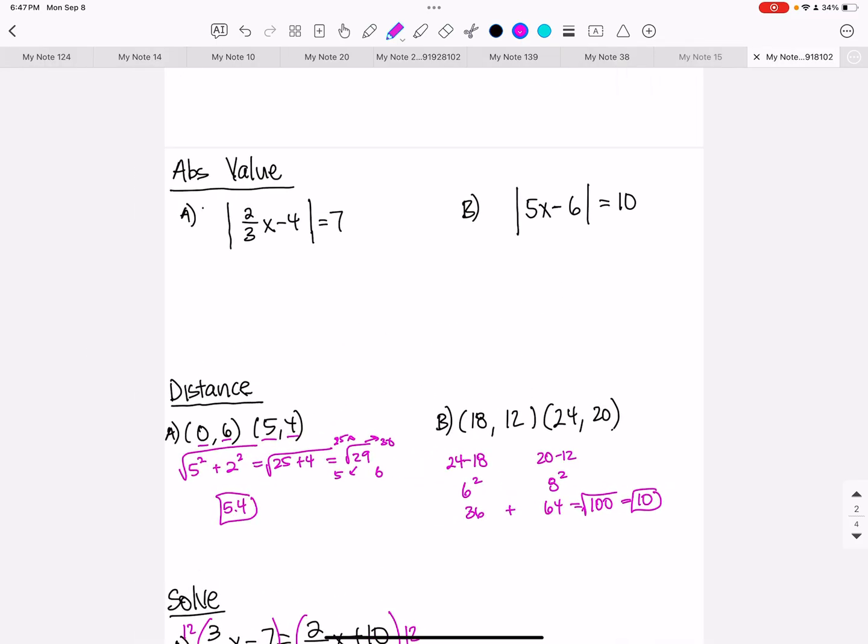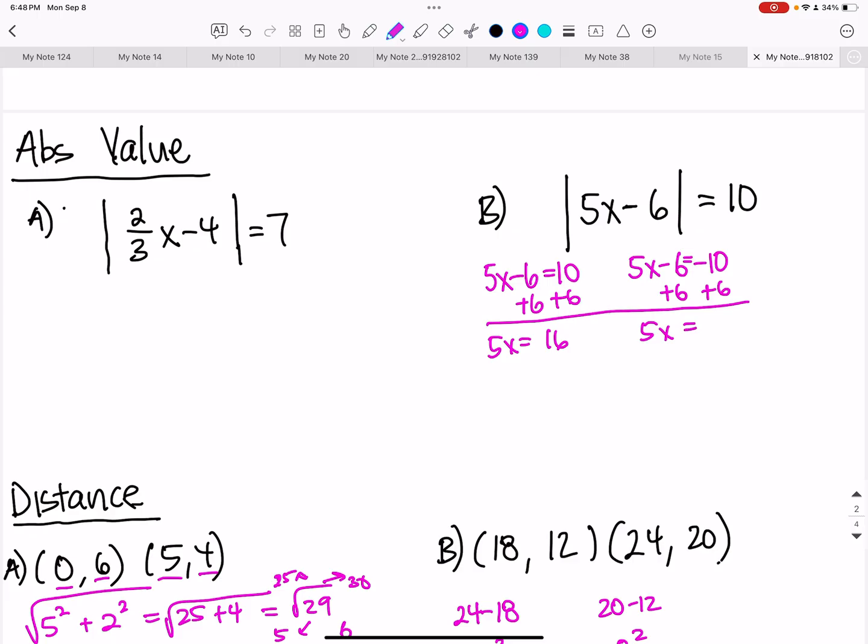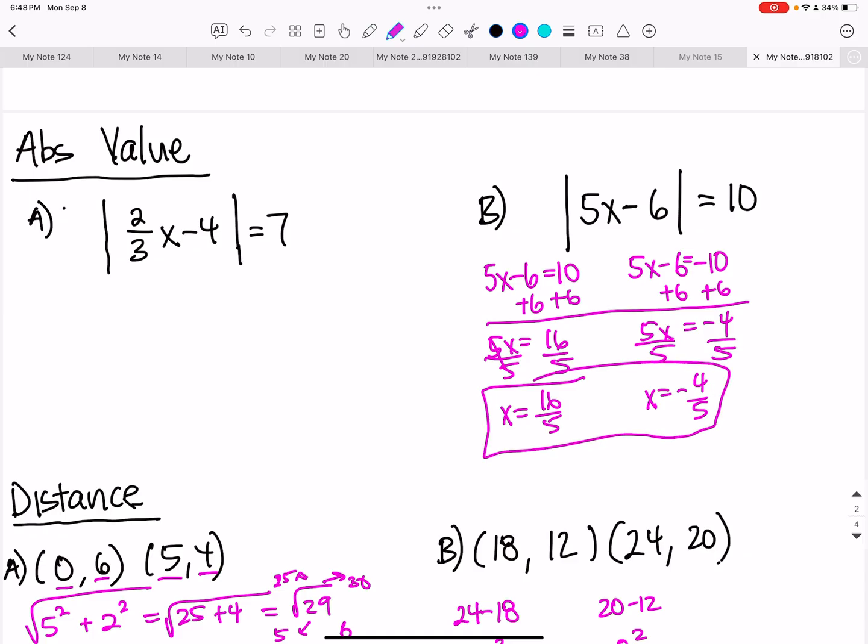All right, let's keep going up backwards. Okay, what if 5x minus 6 is 10? What if 5x minus 6 is negative 10? How would I know? I wouldn't. Let's add 6. Let's add 6. So 5x equals 16. 5x equals negative 4. Top versus bottom to 5. In this side, x equals 16/5. On this side, x equals -4/5. Those are your two answers. X could equal 16/5 or -4/5.